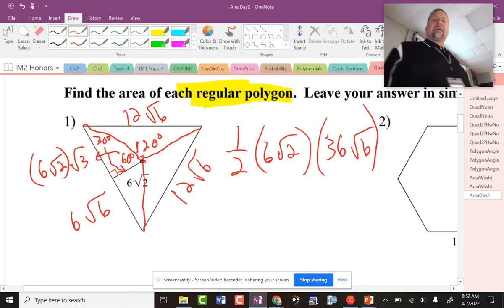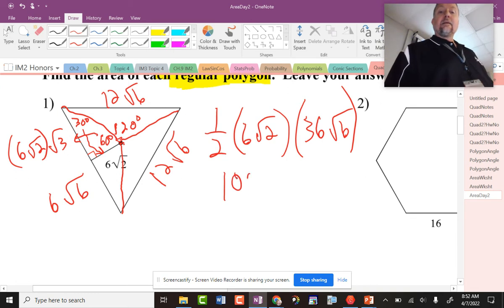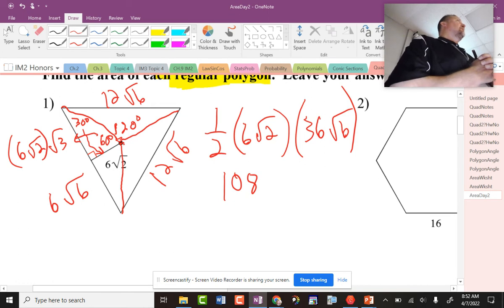All right, so we got some cleaning up to do on this one. First of all, I'll take half of 6, 3, and then do 3 times 36. 30, 60, 90, 96, 102, 108. But then it's root 2 times root 6, which is root 12.